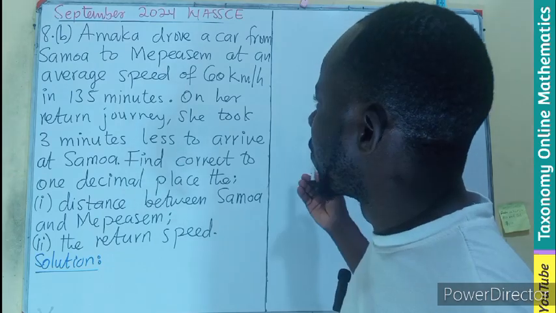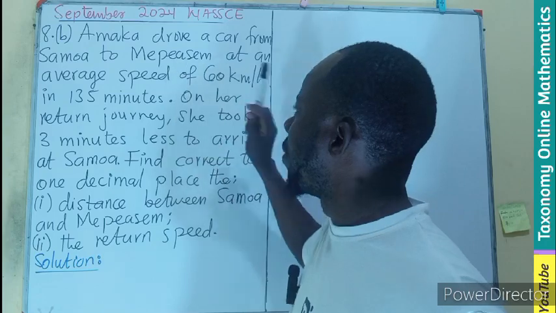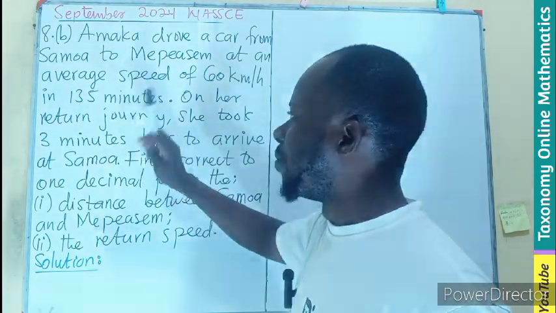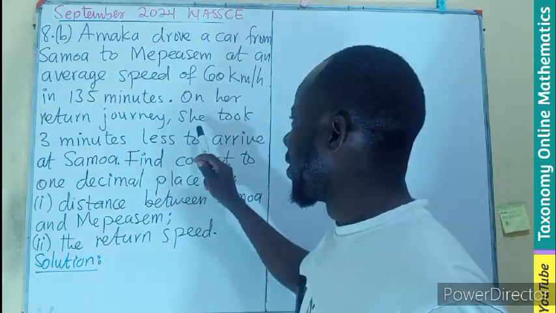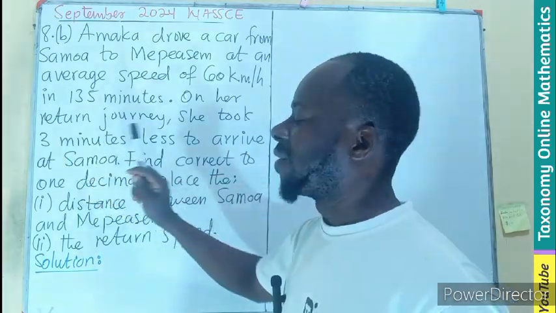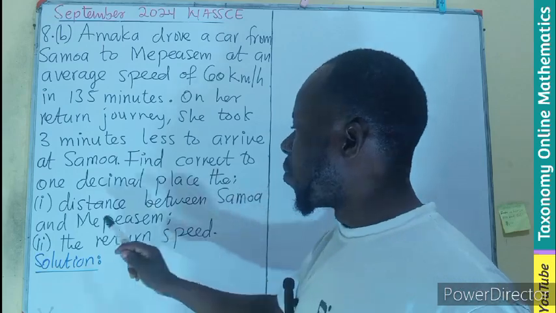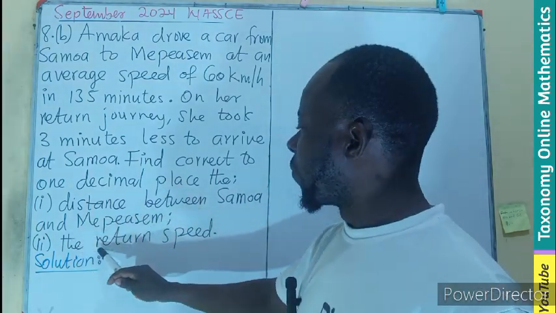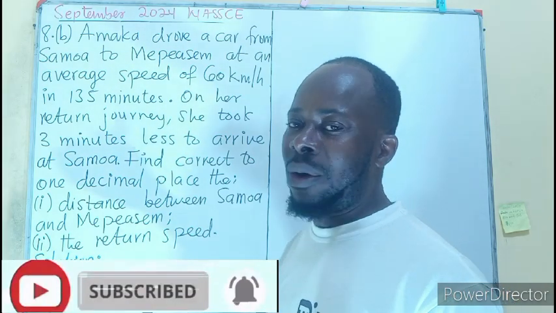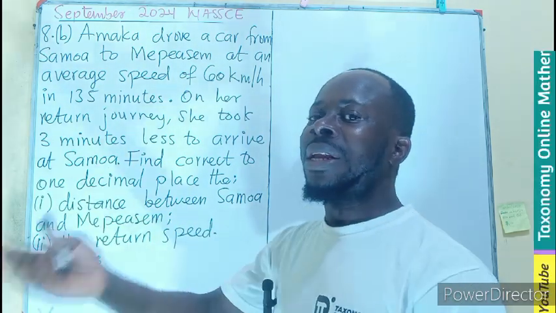Amaka drove a car from Samoa to Mimpasem at an average speed of 60 kilometers per hour and in 135 minutes. On her return journey, she took 3 minutes less to arrive at Samoa. We have to find, correct to one decimal place, the distance between Samoa and Mimpasem, and the return journey speed. So we know the distance between the two towns in the beginning journey will be the same as the returning journey.